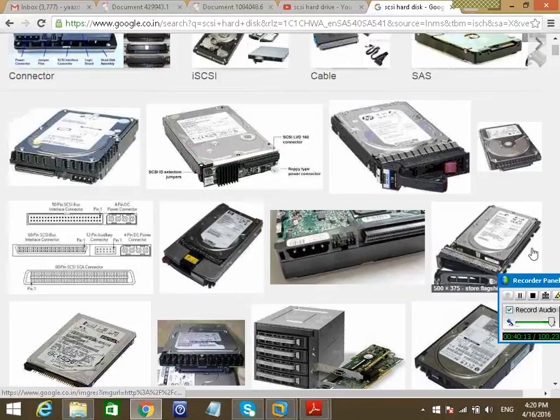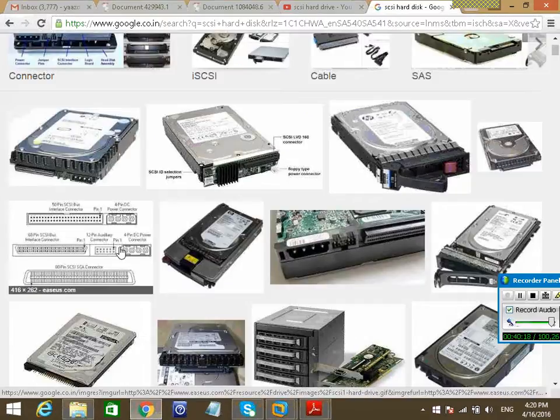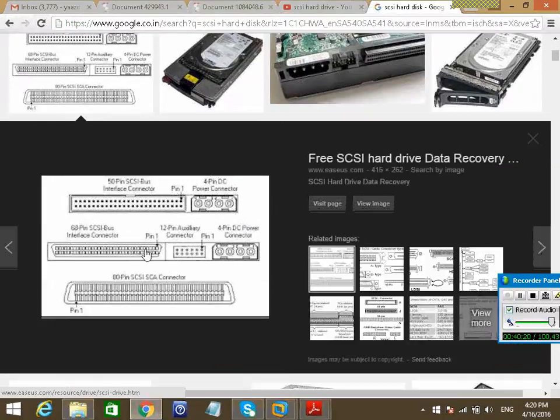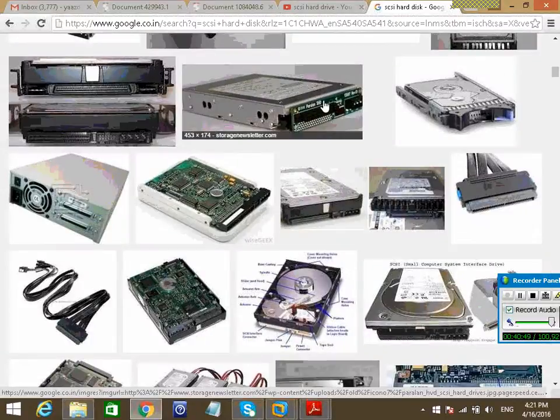Generally it will be in the storages. Okay, here you can see again the interface that you see. 50 pin. This is 80 pin. Okay, just like we have IDE, we have the SCSI.